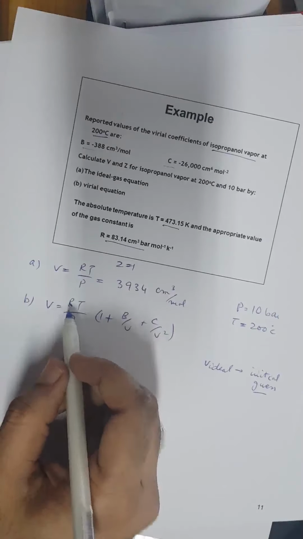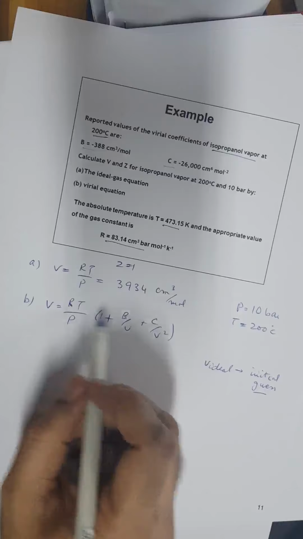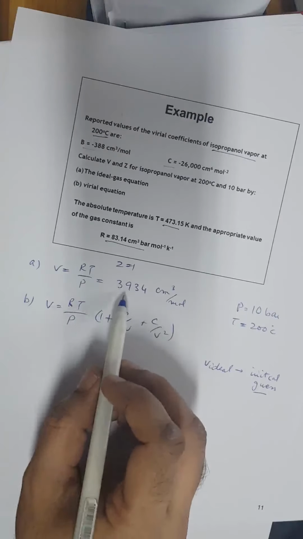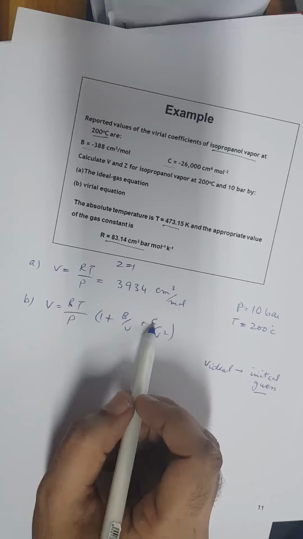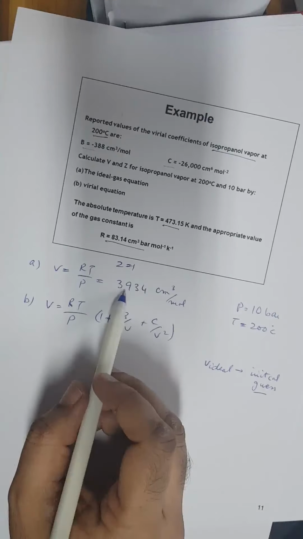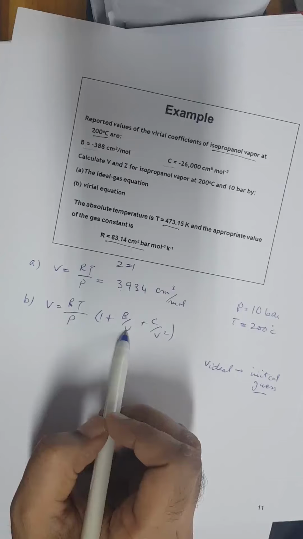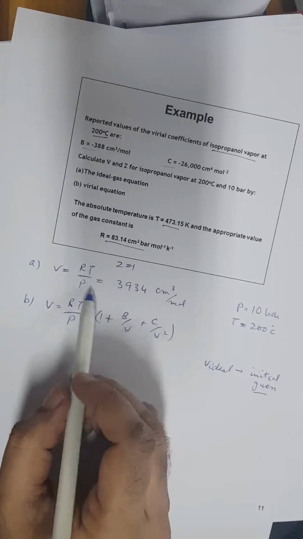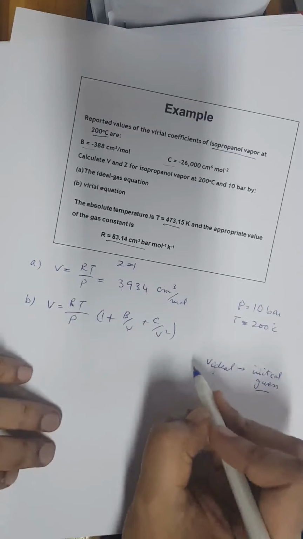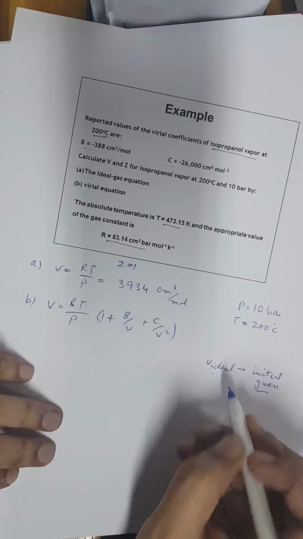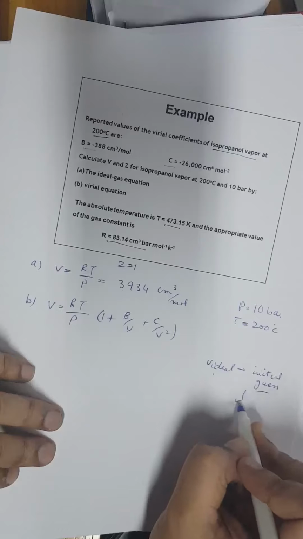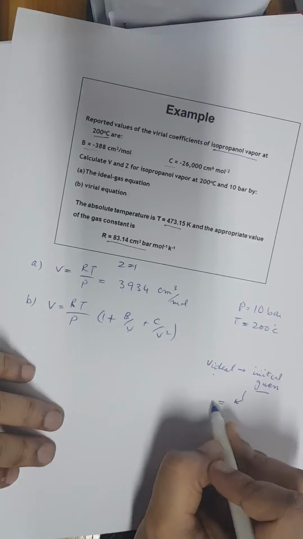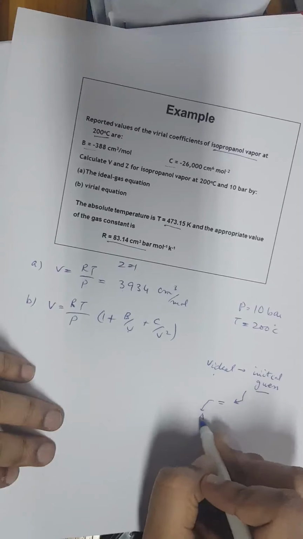We know the R value, we know the T value, we know the P value, so this gives you this answer. B is already known, C is already known. You can take this V as an initial guess. So calculate this value, V ideal. What are the steps? You just need to calculate V ideal in the calculator, press equal sign, and it will save it as ANS, answer.